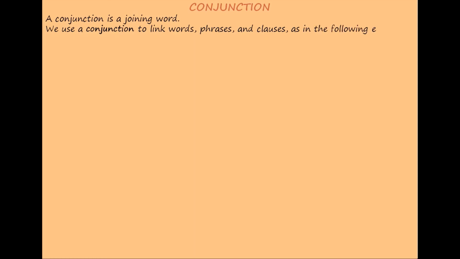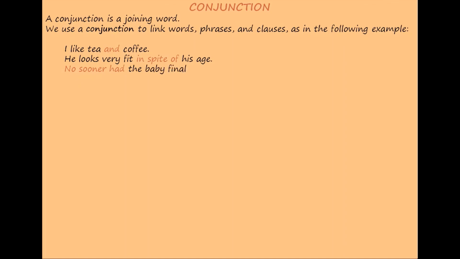Conjunction or connectors. A conjunction is a joining word. We use a conjunction to link or join words, phrases, or clauses as in the following examples. I like tea and coffee. He looks very fit in spite of his age. No sooner had the baby finally fallen asleep than the doorbell rang.